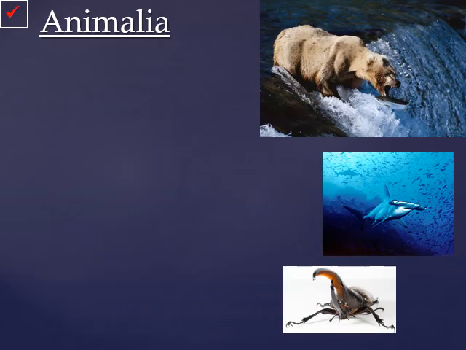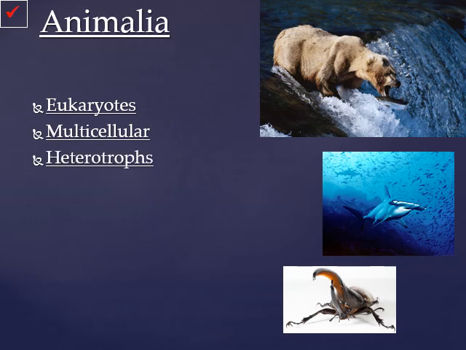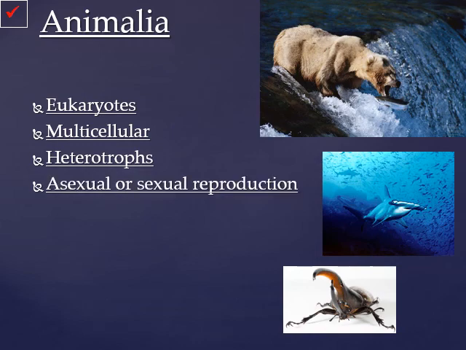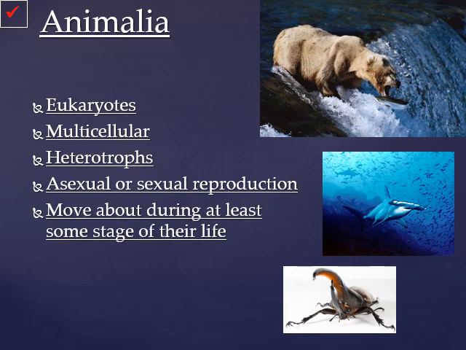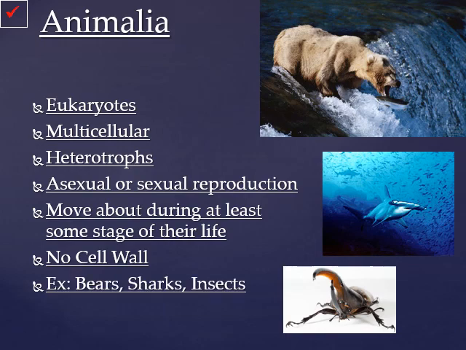Our final kingdom for today is the kingdom Animalia. So once again, these are eukaryotic individuals. They are multicellular, heterotrophs, meaning they must consume other organisms to get their energy, either other animals or plants. They can reproduce sexually or asexually depending on the species. And a key characteristic is they move around at least at some point during their life. As well as they do not have a cell wall, which is a key component in allowing for movement. Some examples include bears, sharks, and insects.